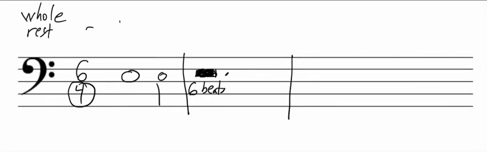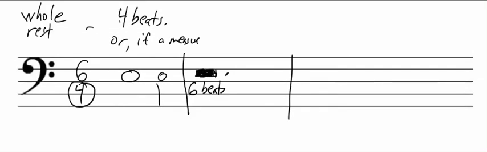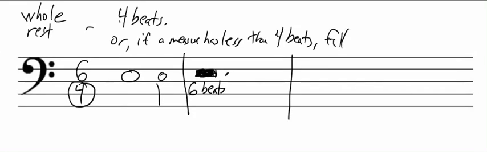So our definition of a whole rest is that it gets 4 beats if the time signature is 4/4. Okay? If the time signature is less beats per measure than 4/4, then a whole rest gets a whole measure worth of rest. If the time signature is more than 4 beats, the whole rest still just gets 4 beats.